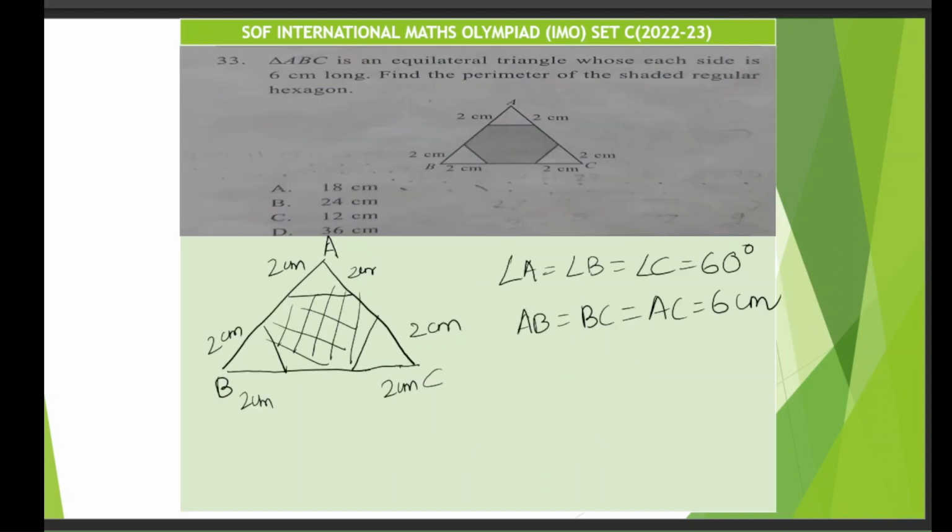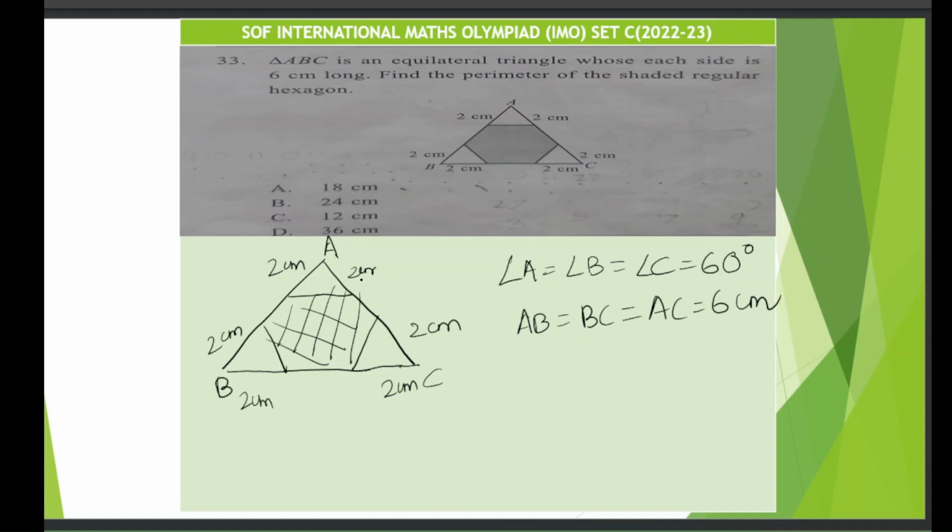Let's start with question number 33. Question number 33 says that triangle ABC is an equilateral triangle whose each side is 6 cm long. Find the perimeter of the shaded regular hexagon. So it's a regular hexagon. Regular hexagon means all sides are of the same length. If it's irregular, then it's a different matter. It's a regular hexagon. So this is 6 centimeter, right?